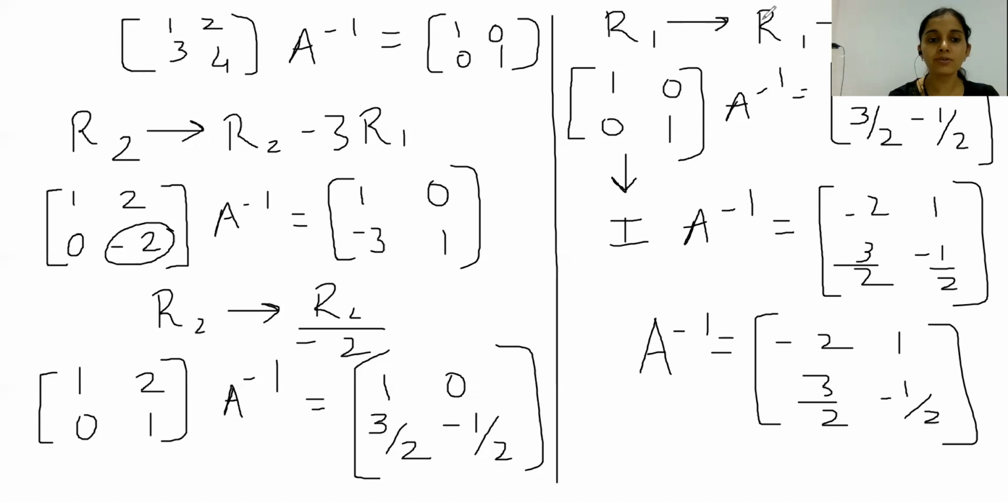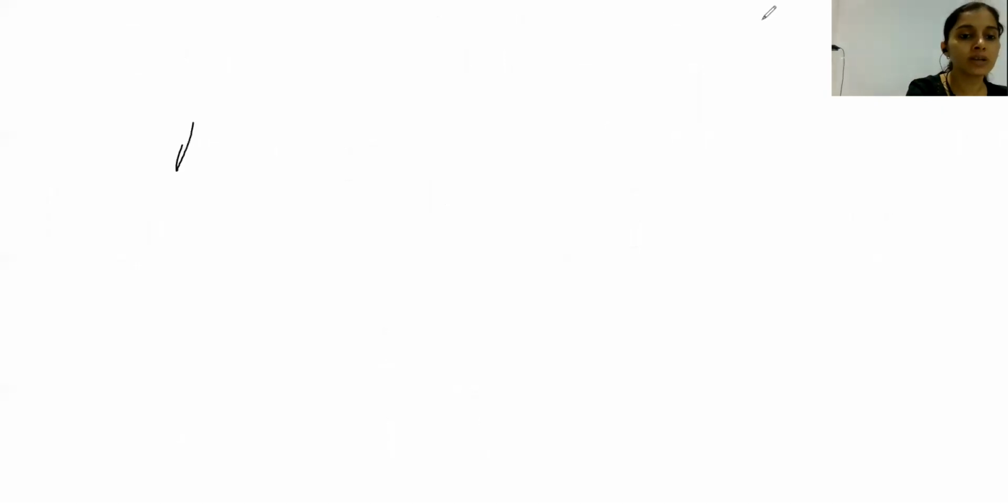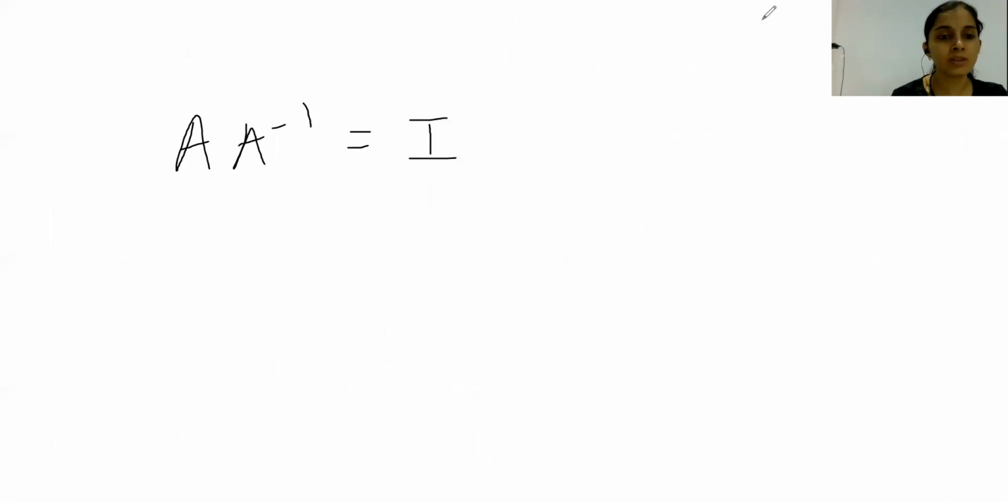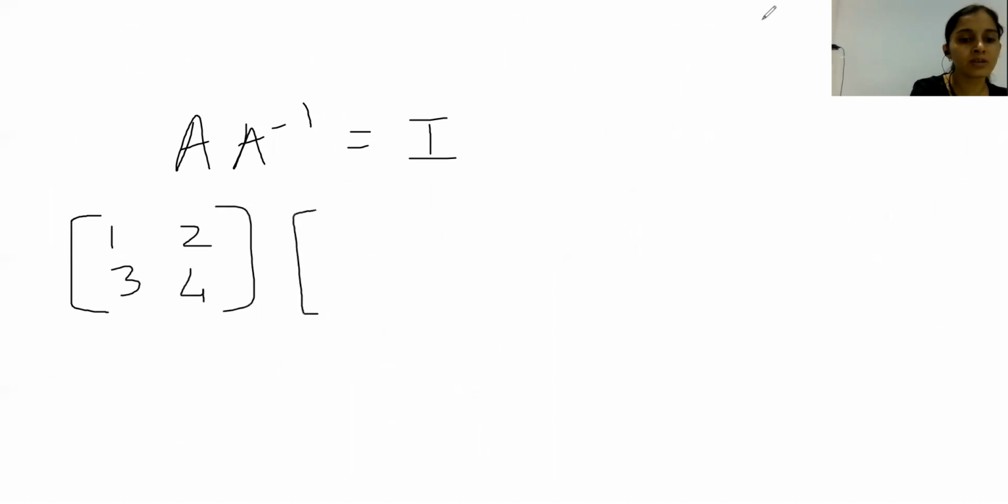Now, how do I know that this is the correct answer? So normally they also ask you to verify your answer. So how will we verify the answer? You have to do A A inverse equal to I. That means you have to prove that when I multiply A with its inverse, I'm getting an identity matrix. So let us do that. We have A as 1, 2, 3 and 4. Okay, and we have A inverse as minus 2, 1, 3 upon 2 and minus 1 upon 2.